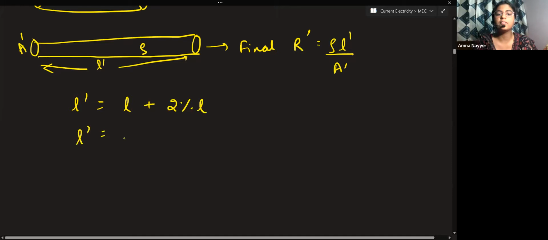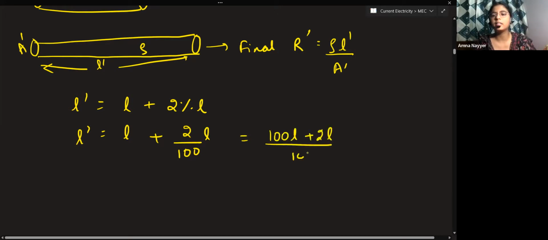2 by 100, because 2%. So percentage can be written in this manner. If you take the LCM, this becomes 100L plus 2L divided by 100, which is what? This is 102L divided by 100.